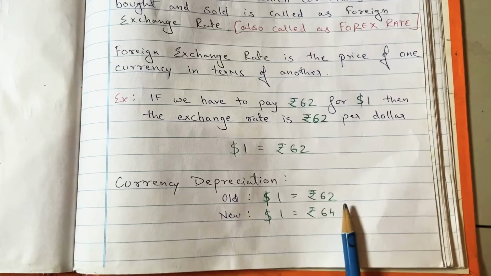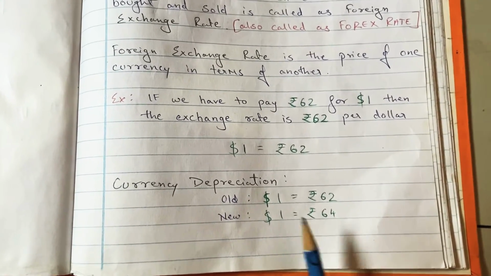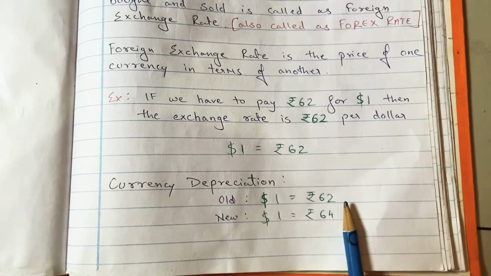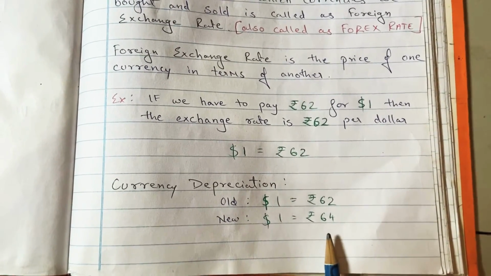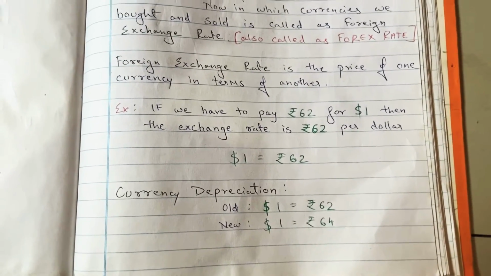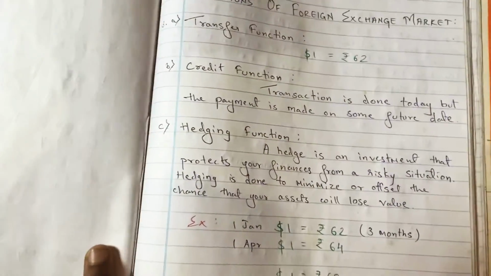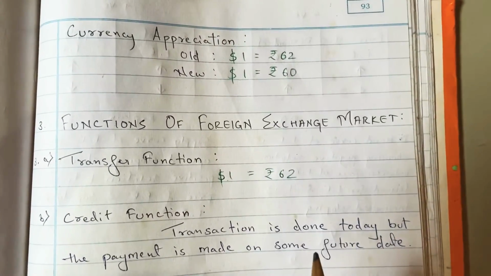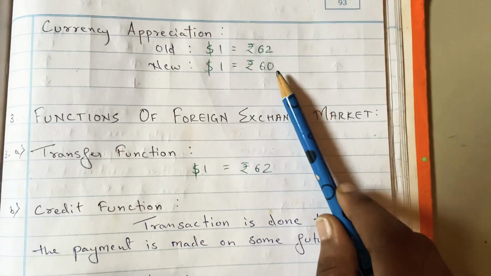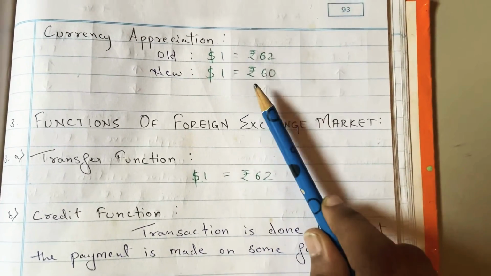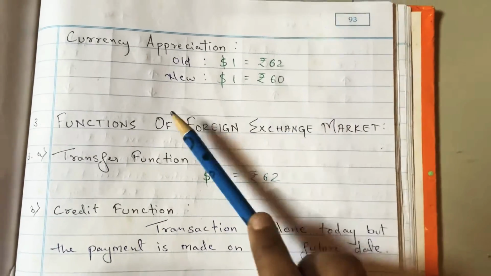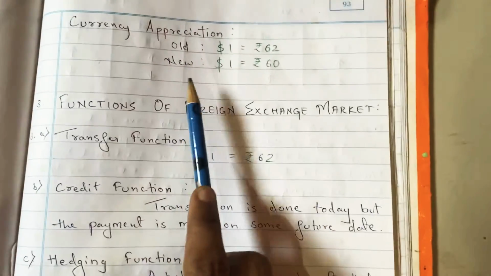For example, when the 62 price becomes 64, it is called currency depreciation. That means earlier you had to pay 62 rupees to buy $1, now you have to pay 64 rupees to buy $1. That means you have to pay rupees 2 extra to buy $1. The other thing is currency appreciation. That means earlier you had to pay 62 rupees and now you have to pay 60 rupees to buy the $1. That means now you have to pay 2 rupees less to buy that $1. This is called currency appreciation.